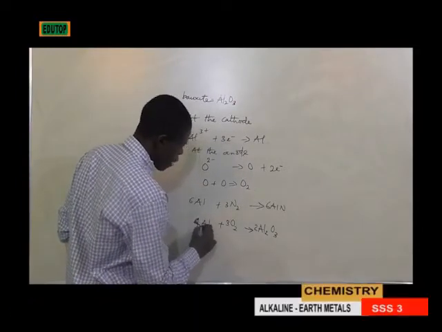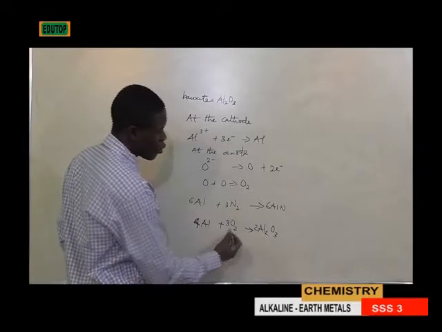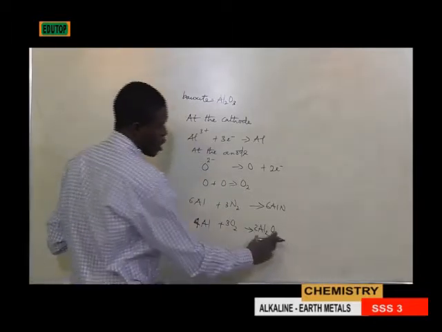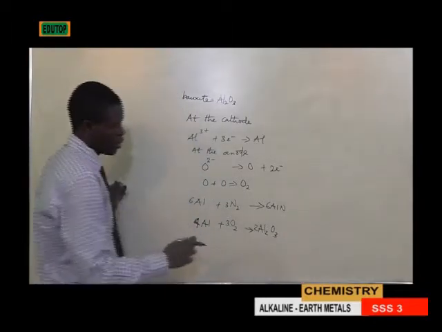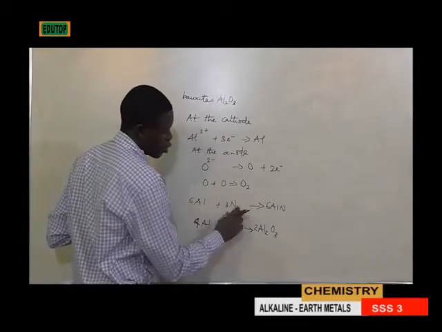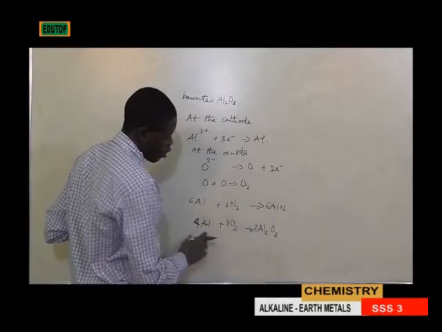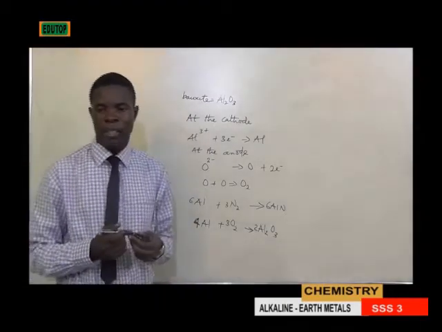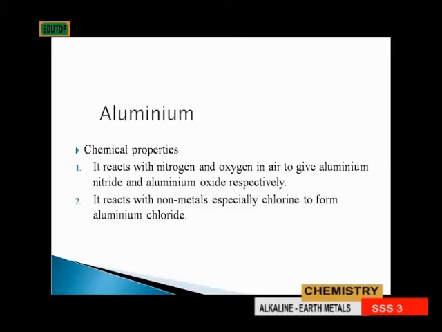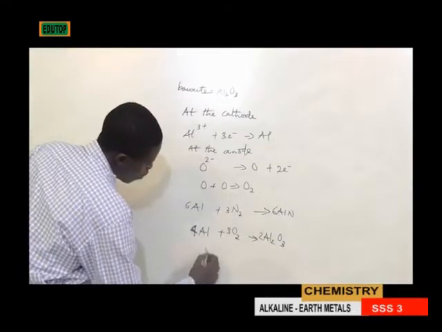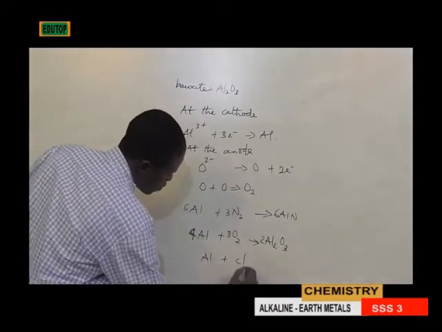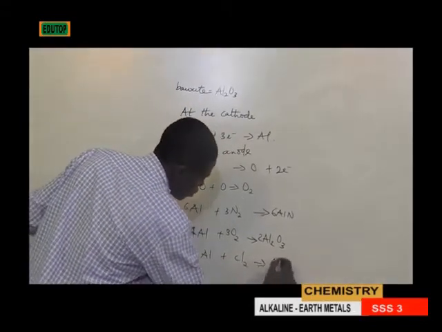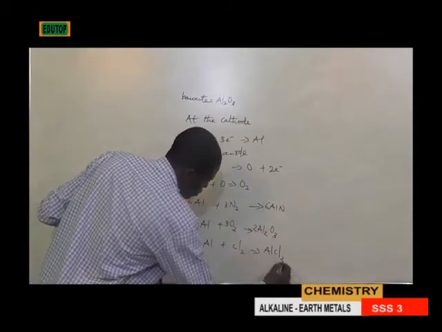4 moles of aluminium combine with 3 moles of oxygen gas to give aluminium oxide. So it combines with nitrogen to give aluminium nitride, and it combines with oxygen to give aluminium oxide. 2, it reacts with non-metals, especially chlorine, to form aluminium chloride. Aluminium combines with chlorine to form aluminium chloride.